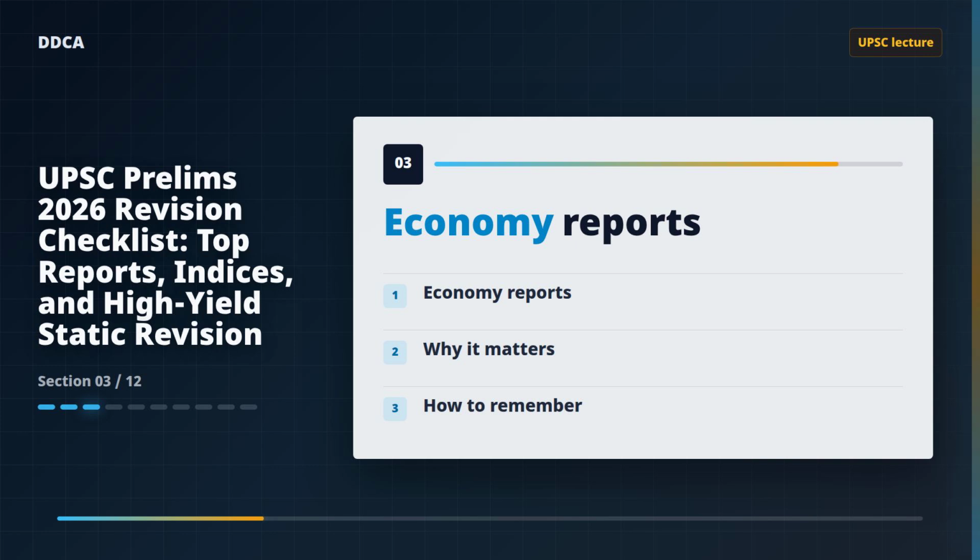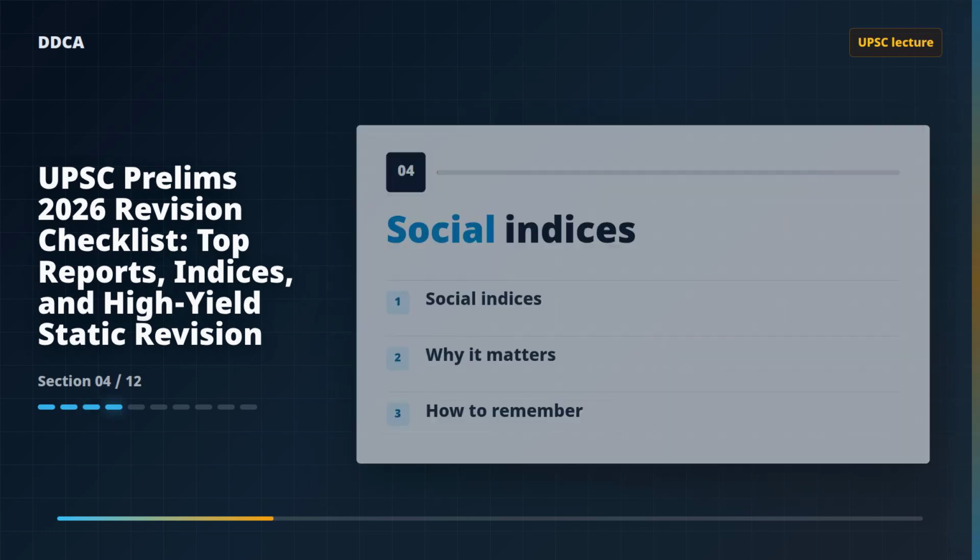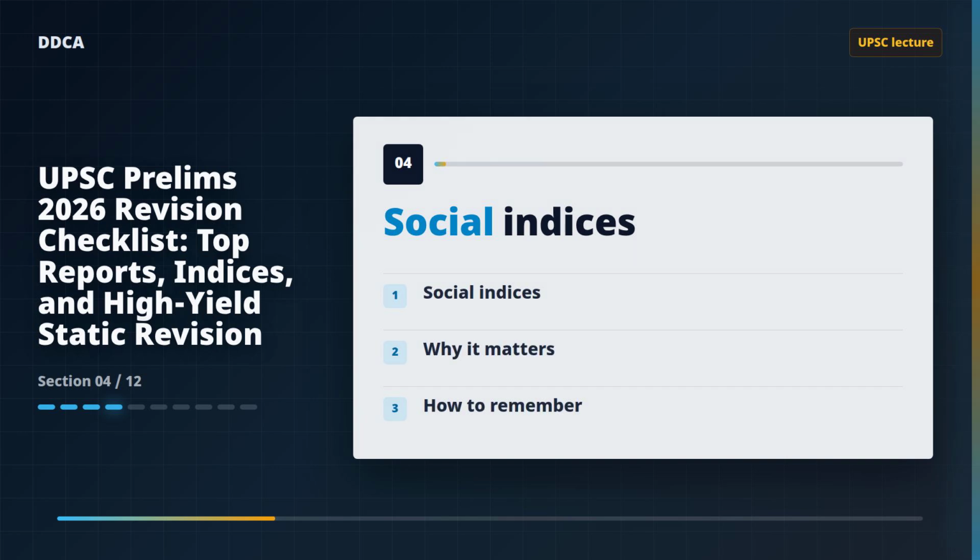Now let us move to one of the most tested areas: social development and global development indices. These are very important because they are repeatedly used in exam questions. Common themes include human development, gender equality, education, nutrition, health, poverty, and multidimensional well-being. You should revise the human development related reports and indices from the UN system, especially the UNDP's human development reports.